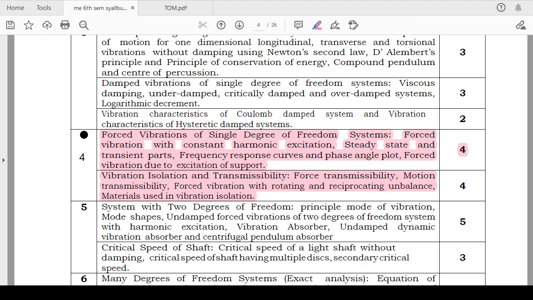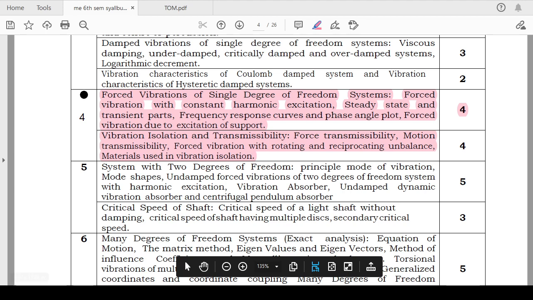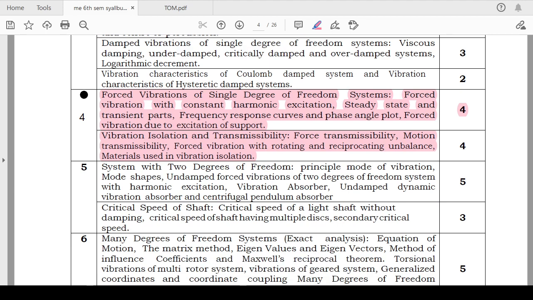So we are going to start forced vibration. If you understand this properly, then only will you be able to understand the 2-degree vibration system and multi-degree vibration system, which are the consecutive units of this subject. We'll start with the forced vibration of a single degree of freedom system, and see how you can calculate the frequency response curves and phase angle plots, as well as vibration isolation and transmissibility factors and their proportions.